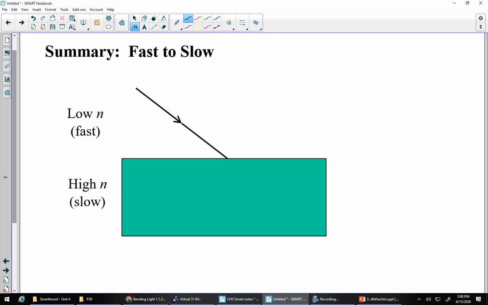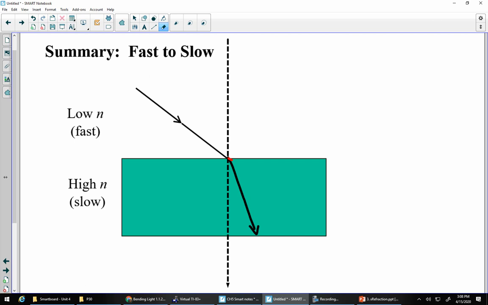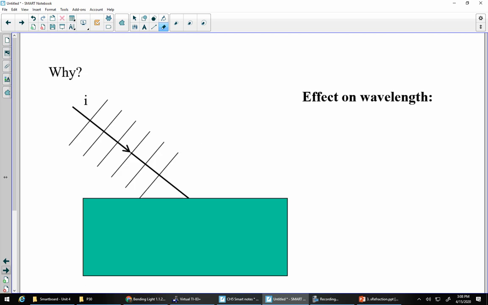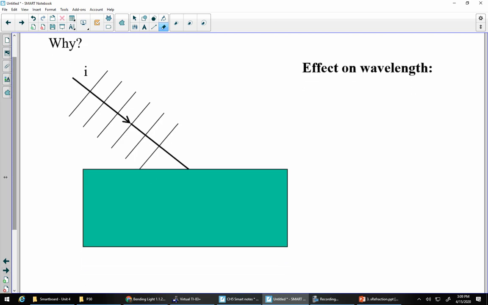So in summary, if we're going from fast to slow, we always go, what is it, away from or towards the normal line? So I'm just going to draw a normal line straight through there. If you're saying it's going to bend towards the normal line, that's perfect. So without any bending, this is where it would pass, but it has bent towards the normal line. And again, why? We already kind of talked about this. This part over here slows down first. So this part's going faster, blue part's going faster, black part's going slower. It's going to bend around in that direction.